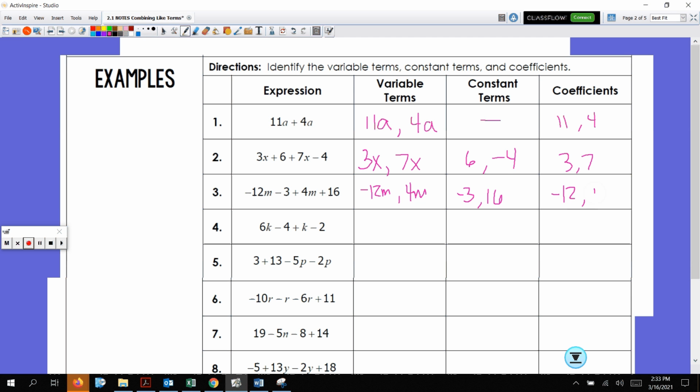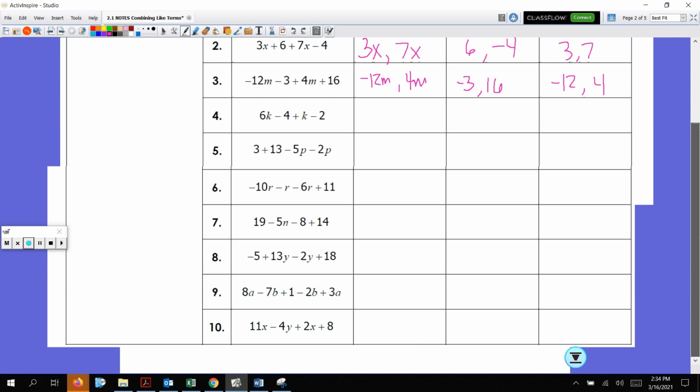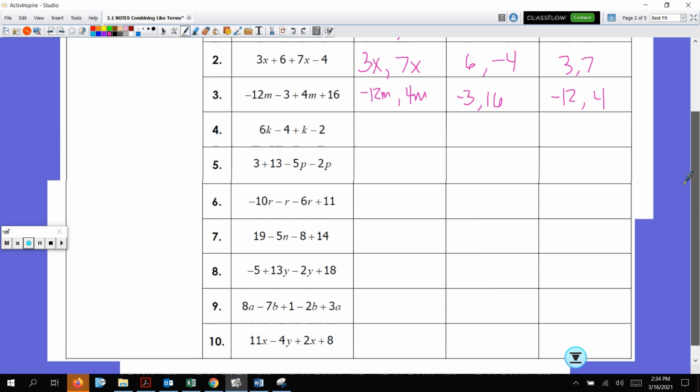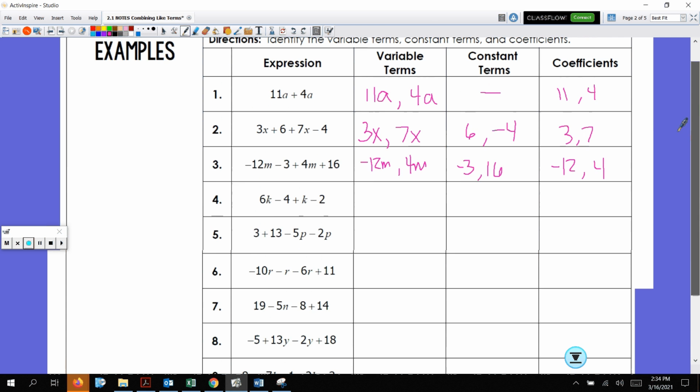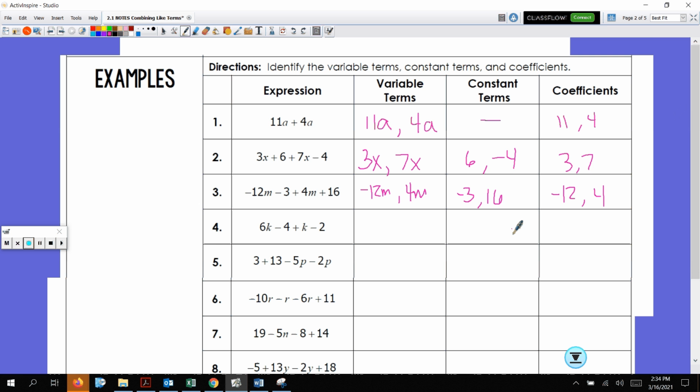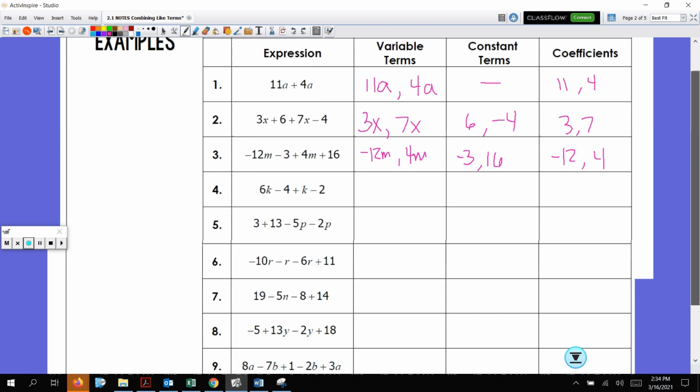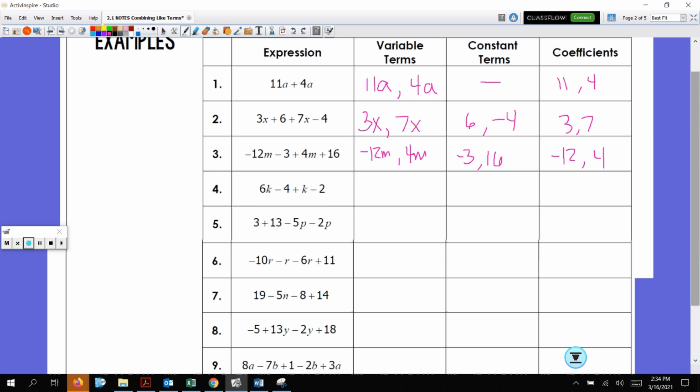This is so easy, guys. I feel very confident that I think you could go all the way down to number 10 and do your best to identify the variable terms and the constant terms and the coefficients. I believe I gave everyone a paper, so we'll go down to 5 and then we'll see how you do for 6 to 10.